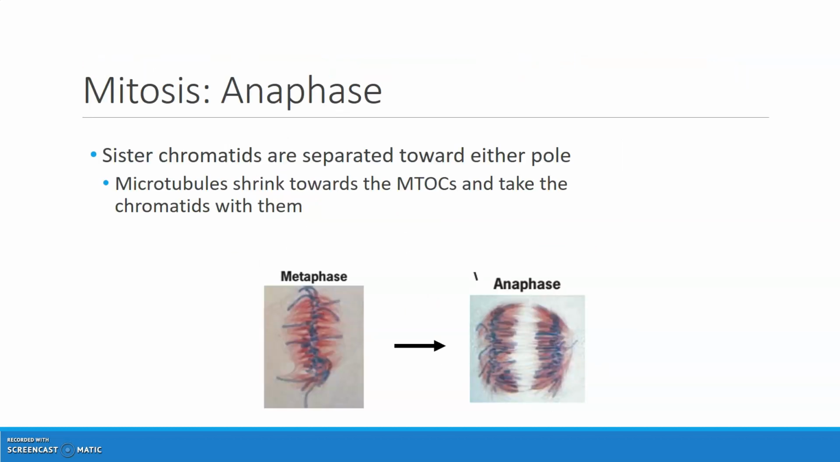And so after APC/C ultimately leads to separase cleavage of cohesins between sister chromatids, those sister chromatids that were lined up nicely at the metaphase plate can be pulled towards the poles of the two new cells, towards either pole of the cells. And the way that they do that is by the microtubules of the mitotic spindle shrinking towards the centrosomes, or the microtubule organizing centers, and basically dragging those sister chromatids along with them. And so you can see once again here, all of those spindle fibers in red, and the chromosomes moving towards the poles in blue.